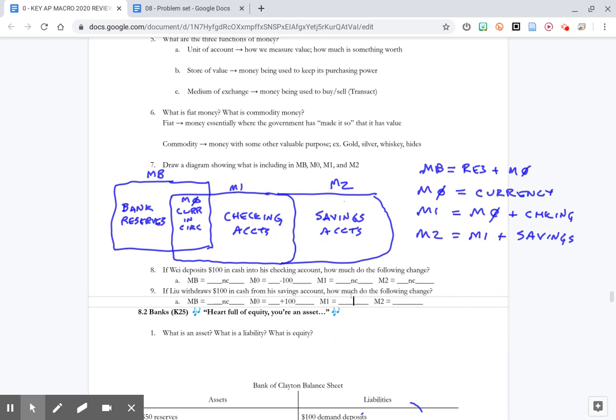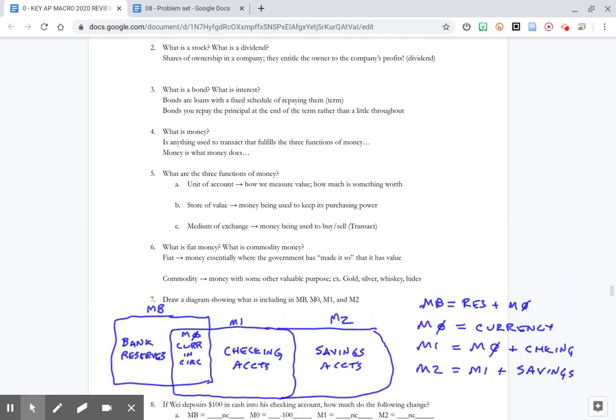And because we moved it from the savings account over to currency, the part that we define as M1 is also bigger by 100. But the overall size of M2 didn't change because it's still in M2. It's still currency. So you can see how this could get a little tricky on an AP test. But hopefully this helps you. I'll see you next time.